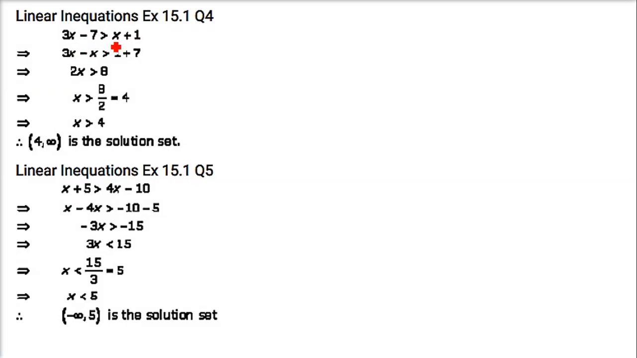3x minus 7 is greater than x plus 1. So please understand one thing. Whenever we say x is greater than 4, and first I'll explain this, then I'll tell you how the solution, because we are going to write the solution now directly. If x is greater than 4, if this is 0, 1, 2, 3, 4.